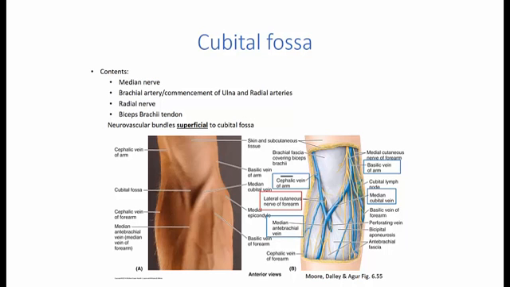Now, our lateral cutaneous nerve of the forearm is what our musculocutaneous nerve becomes. The lateral cutaneous nerve of the forearm is the termination of our musculocutaneous nerve. When it's no longer innervating muscles, it becomes more superficial and innervates skin.